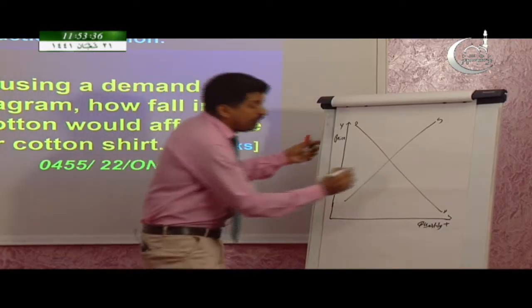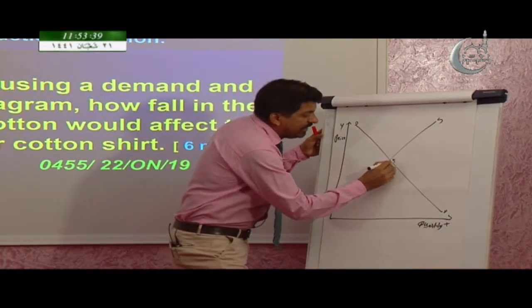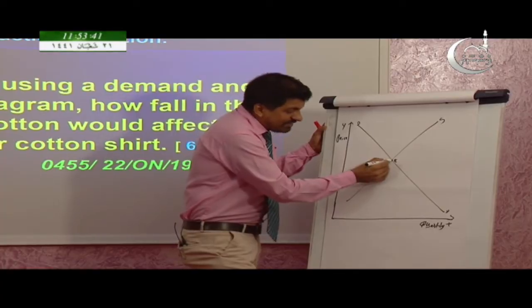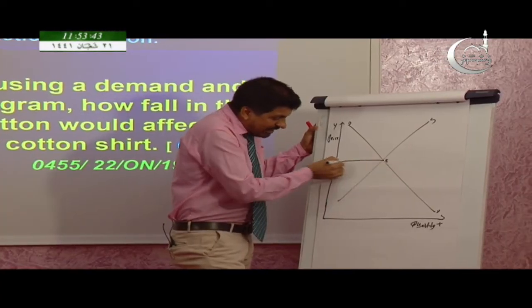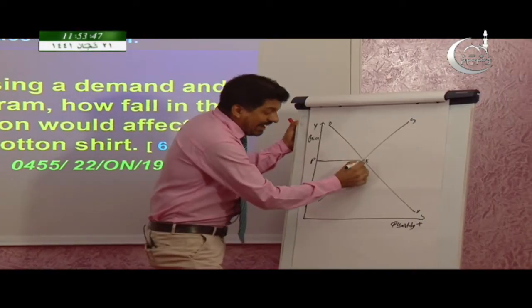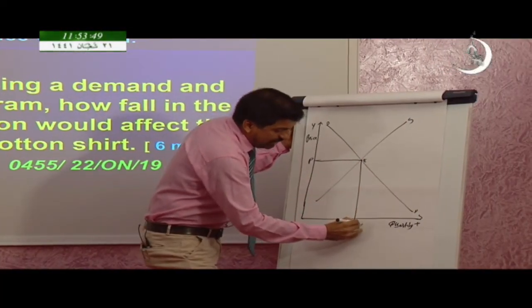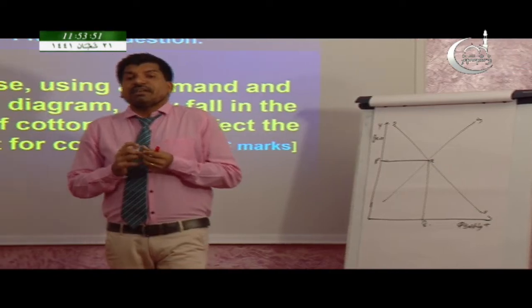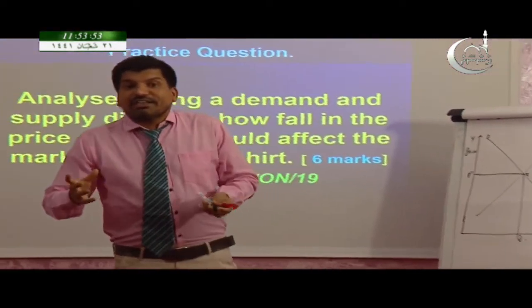And where is the equilibrium point? Here is the equilibrium point. And at this point, what is the equilibrium price? Draw towards the y-axis. So here it is the equilibrium price, and the initial equilibrium quantity is here, Q. So this is the original equilibrium price and original equilibrium quantity.